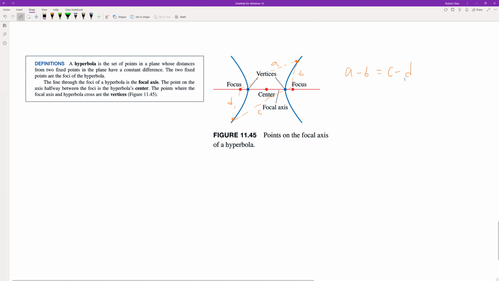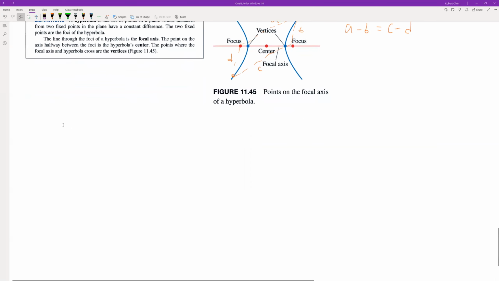Okay, so let's look at some of the formulas here, or the forms of the hyperbola.